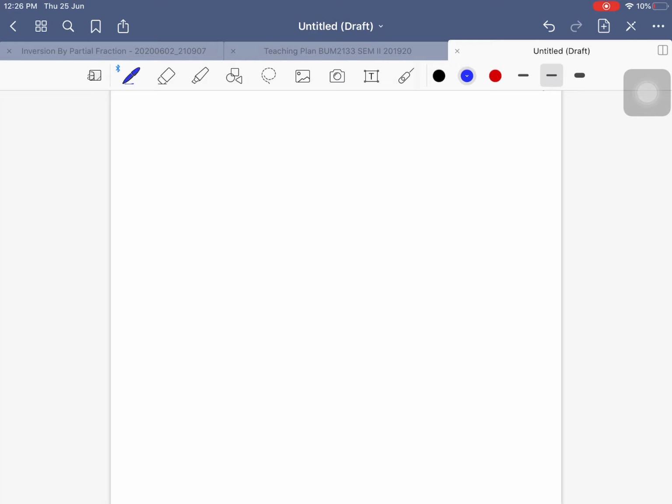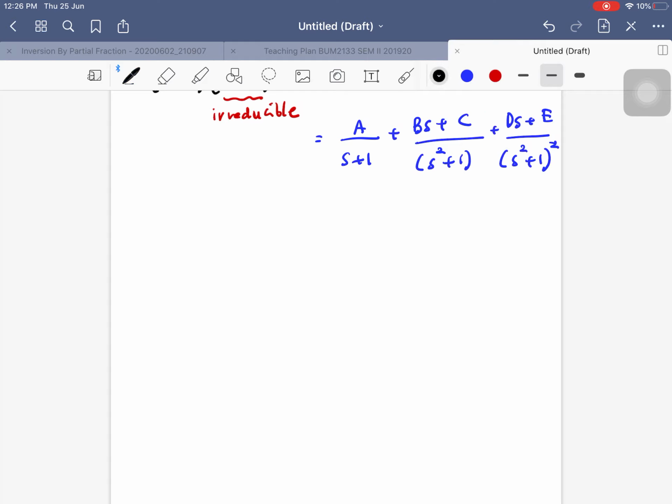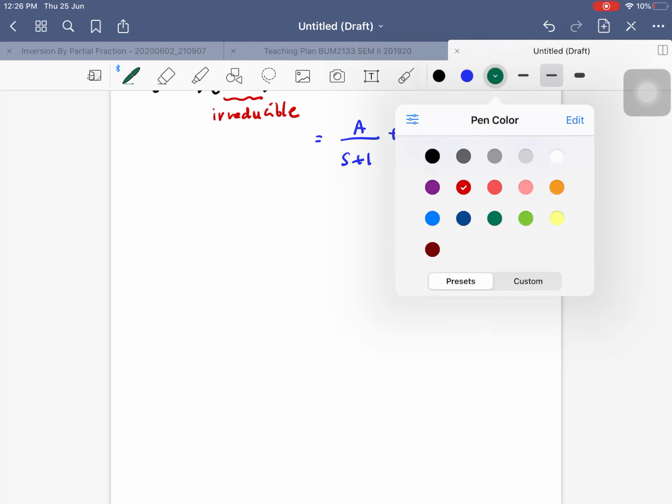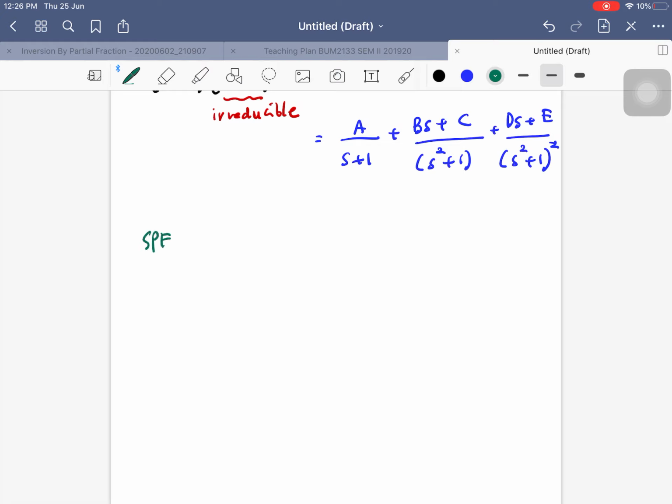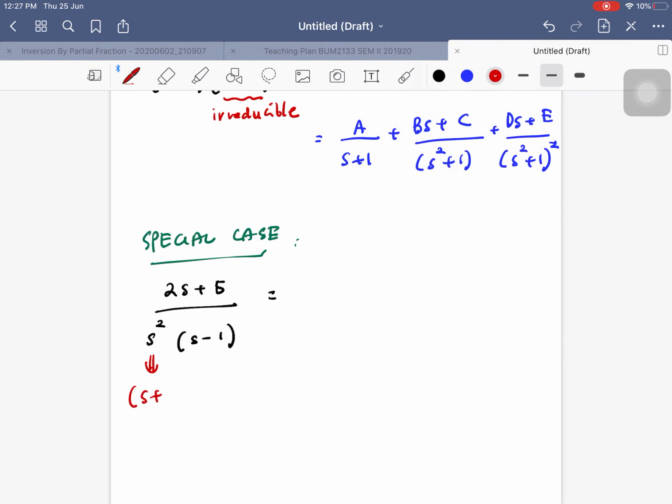However, before I start with the first example, let me remind you about a very special case. Let me put a remark right here. For example, let's say you come across something like this. You have 2s plus 5 at the top, and that is going to be over s squared multiplied by s minus 1. I want you to bear in mind the fact that here we have s squared, but s squared is actually s plus 0 to the power of 2.